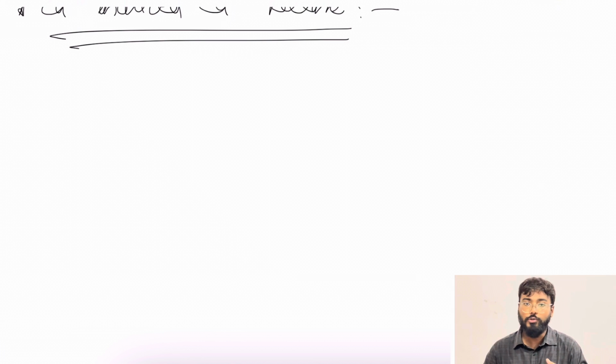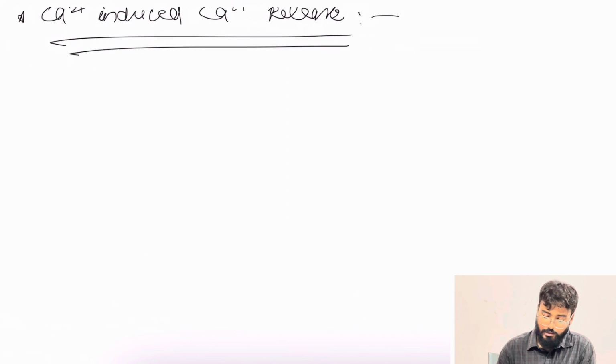This calcium goes and in turn binds to ryanodine receptors, which are primarily present on your sarcoplasmic reticulum, which is the main source of calcium ions during the contraction of the cardiomyocyte. So let's draw a rough diagram of a cardiomyocyte.